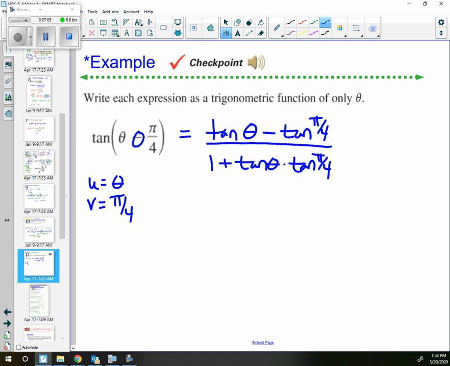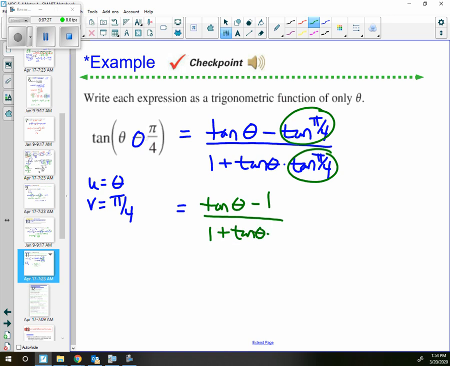Our goal here is to try to get rid of as many terms as we can by evaluating, knowing those special values and seeing if we can come up with an easier way to express this. All right, so tangent of pi over 4 is something that I know, 45 degrees. So that would be tangent of theta minus 1 over 1 plus tangent of theta times 1. Well, tangent of theta times 1 is just tangent of theta. So we'd have tangent of theta minus 1 over 1 plus tangent of theta. You could also say tangent of theta plus 1 there on the bottom if that was a more comfortable way for you to say it.